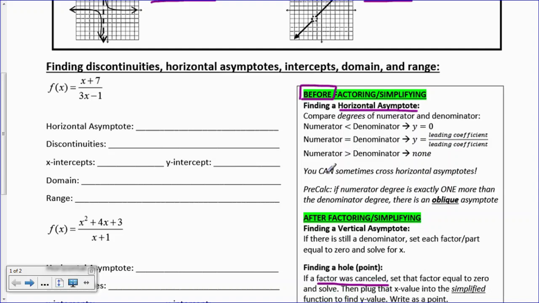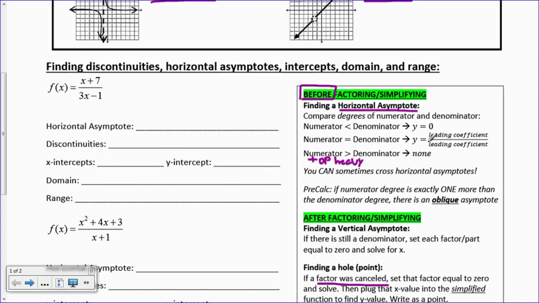The other situation that you could have is your numerator's degree is bigger than the denominator. If that happens, we call that top-heavy. If you want to jot that down, top-heavy. If you have a top-heavy rational function, which means the degree is bigger on the top, that means you don't have a horizontal asymptote at all. And you would just say none. You don't want to leave it blank, right? You don't want to leave blank space. You would just say none.